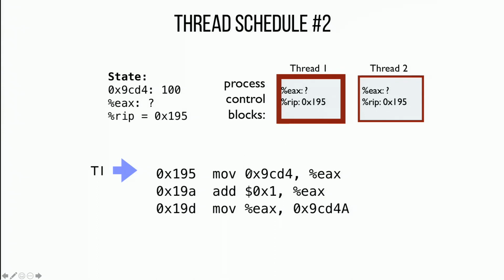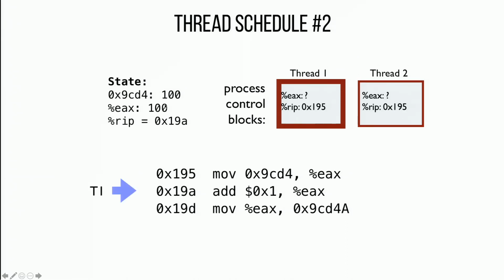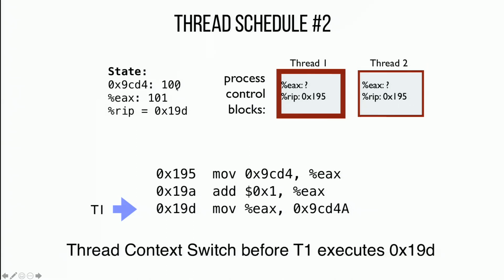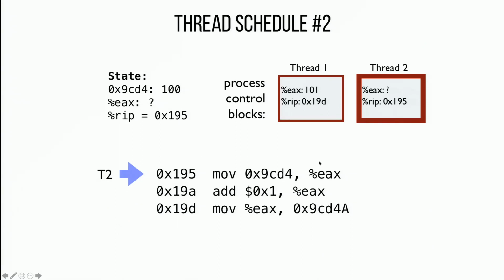So T1 runs again first. We move the value of balance into the EAX register, so we have a 100 there. We add 1 to it, and then we're about to execute this move back of 101 into the shared variable. But before we're able to do that, the scheduler decides, I want to run T2 now, because the scheduler can do this whenever it wants. And so before we copy 101 back to the balance, T2 gets scheduled. We do that thread switch.